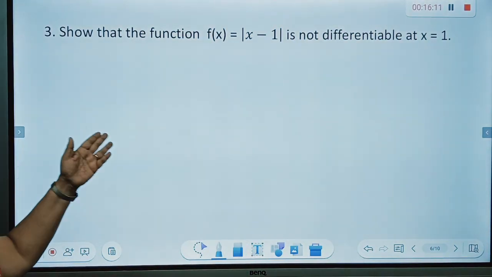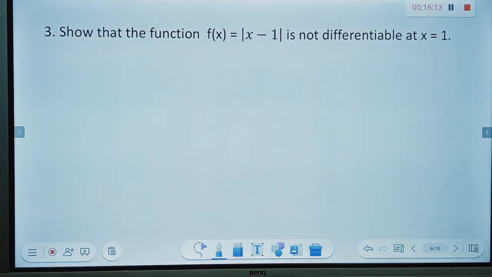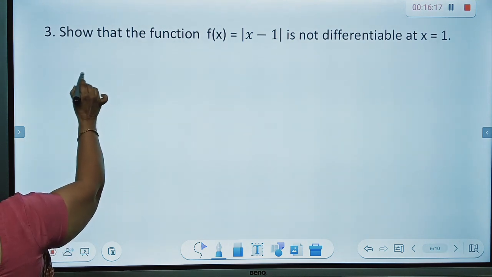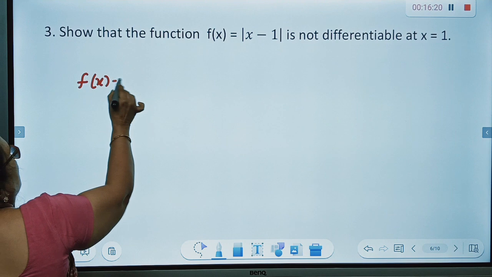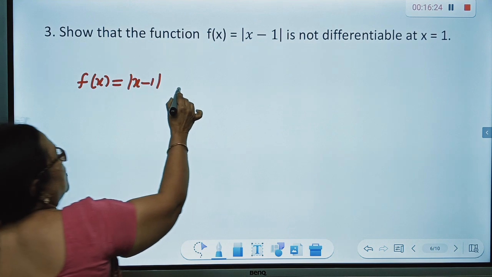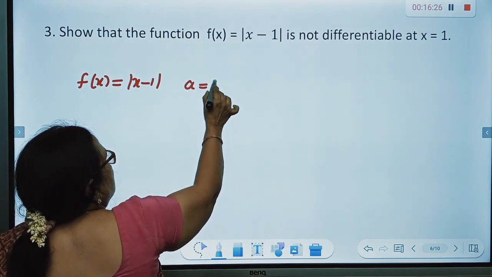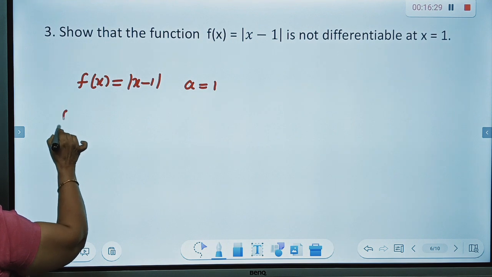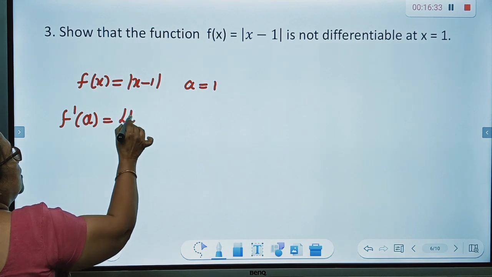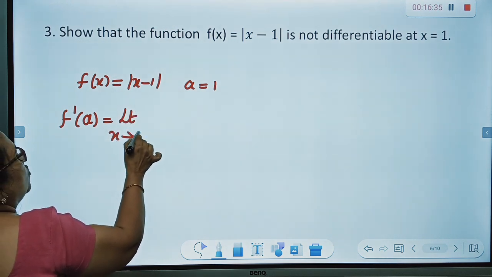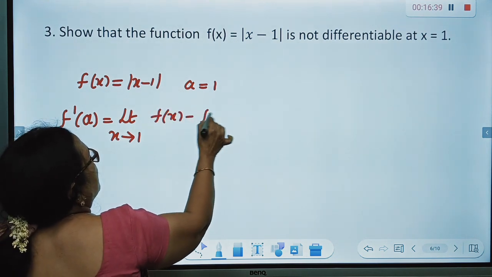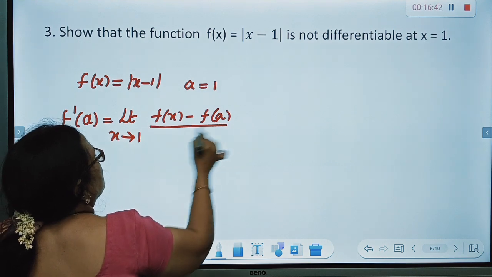So show that f of x equal to modulus of x minus 1. So similar way you can also prove this. What will be f of x? It is modulus of x minus 1. We want to prove it is not differentiable at x equal to 1. So let us take a equal to 1. So we want to find f dash of a, which is limit x tends to 1 f of x minus f of a by x minus a.